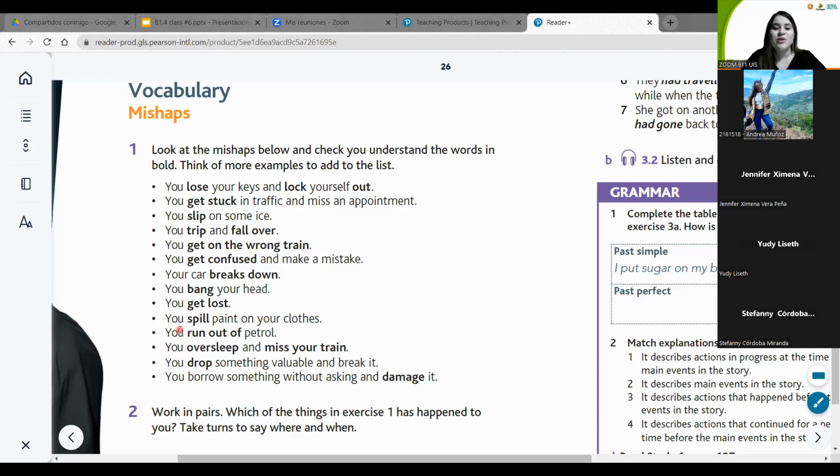What about the next one? You run out of petrol or gas. Has it ever happened to you? No. Nope, never. Okay.